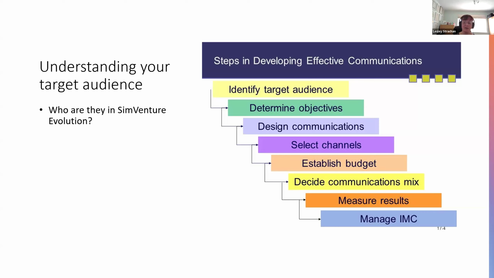And if you have a look at figure 17.4 from our set book, there are various steps to developing effective communication. Identify your target audience and understand them. What are you trying to do in terms of your promotional activity with them? Design your comms. So you need to look at specific channels. You need to establish your budget. You need to decide on the media mix.